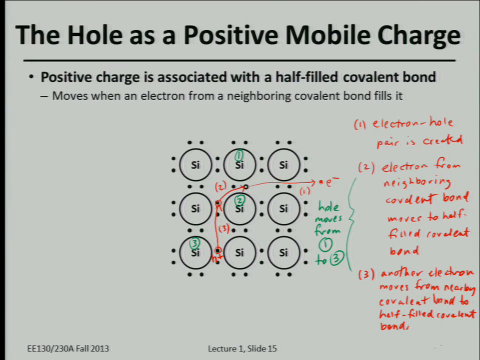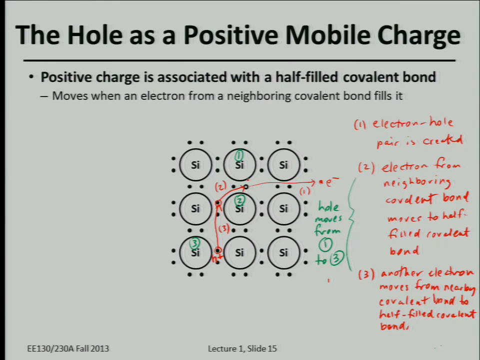So this atom number 1 has some net positive charge at that location. But an electron from a neighboring covalent bond over time could move into that spot and participate in that covalent bond where the hole is. In step number 2, an electron from a neighboring covalent bond moves into that half-filled covalent bond. So now the half-filled covalent bond has moved to position number 2. So the positive charge associated with that half-filled covalent bond has moved to atom 2.